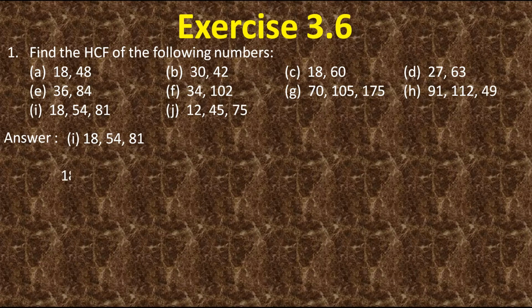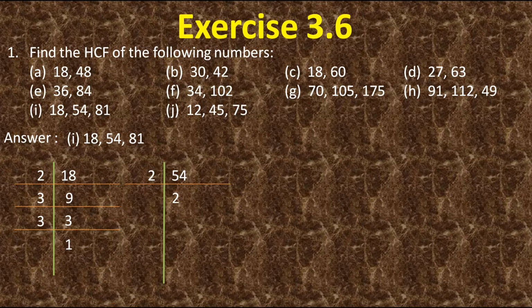So the prime factorization of 18: 2 9s are 18, 3 3s are 9, 3 1s are 3. Okay. And for 54, 2 2s are 4. We got 1 as remainder. So 2 7s are 14. 3 9s are 27. 3 3s are 9. 3 1s are 3. Okay.